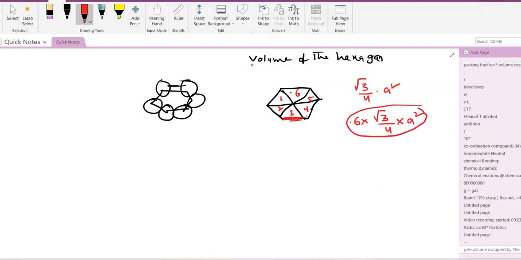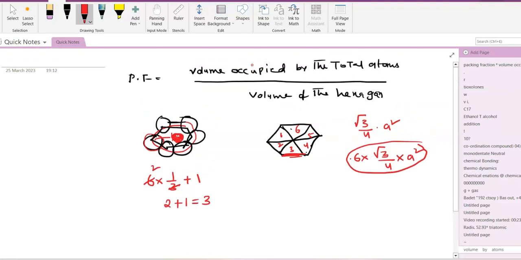Then what is Z effective in the case of the hexagon? Each corner atom will contribute 1/3 part of this hexagon. Total how many atoms are there in the hexagon? 6 atoms are there, 6 into 1/3, which is 2. In between these 6 atoms, one more atom will be there, that is 100% belonging to this hexagon. So that is 1. 2 plus 1 is equal to 3. So now what is the packing efficiency?